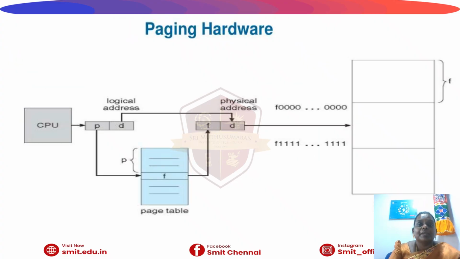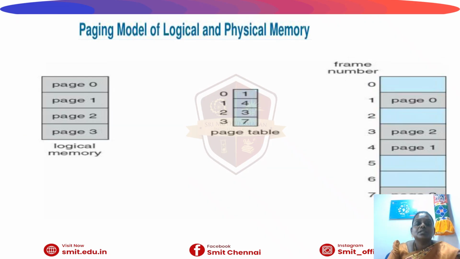And then paging hardware, which consists of the CPU, memory management unit, page table, and main memory. How it works: the CPU generates a logical address, the memory management unit extracts the page number and offset, the page table is consulted and the frame number is obtained, and the physical address is formed, as shown in this diagram. And then the paging model of logical and physical memory.